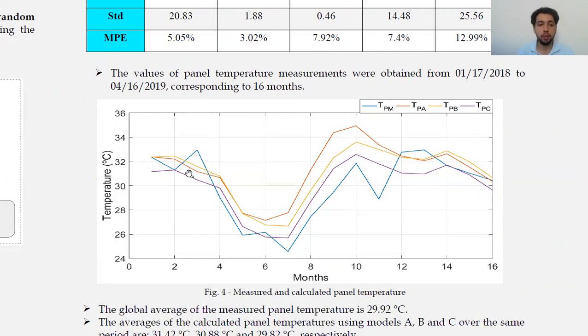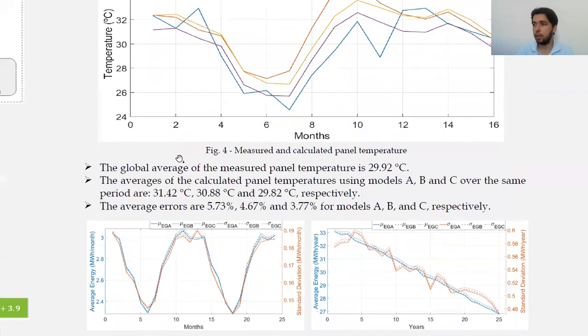The mean percentage error from panel temperature calculated using models A, B, and C with the measured panel temperature are 5.73%, 4.67%, and 3.77%, respectively, as we can see here.